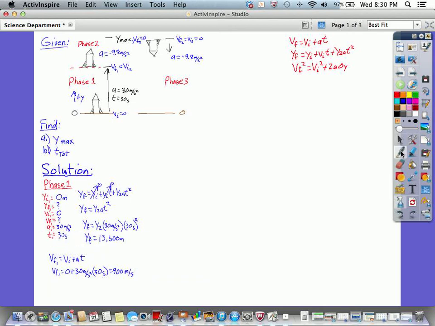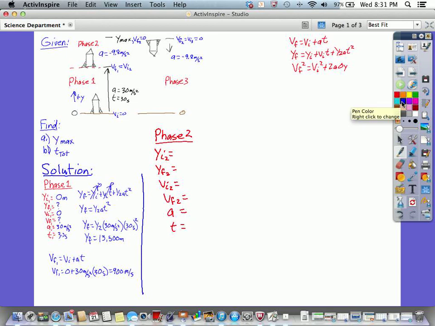Okay? So now we're going to go into phase 2. So let's just put a line here and let's take a look at phase 2. And let's do the exact same thing that we did before. We're just going to be repeating that. So for phase 2, we have Y initial, Y final of 2, V initial for 2, V final for 2, acceleration and time. So let's just plug those in.